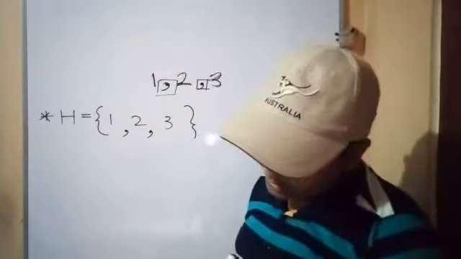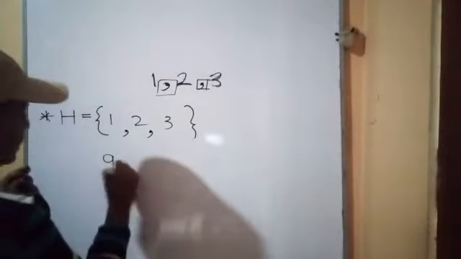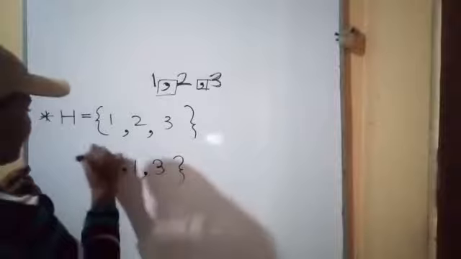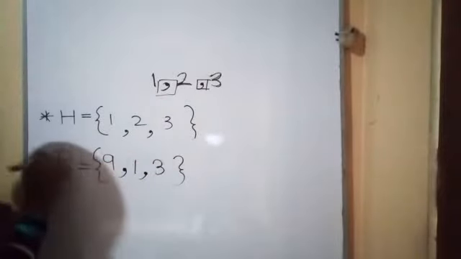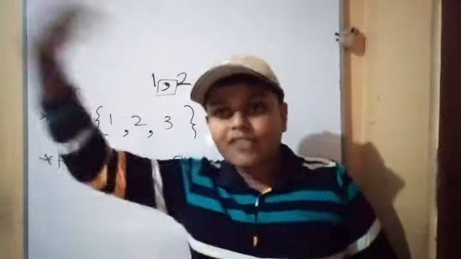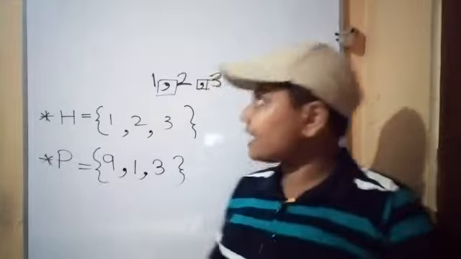Now, the set consisting of elements 9, 1, 3, you can name as 9, 1, 3 in curly brackets. Like this. That is known as writing a set. This is very important, that you learn the set lesson.